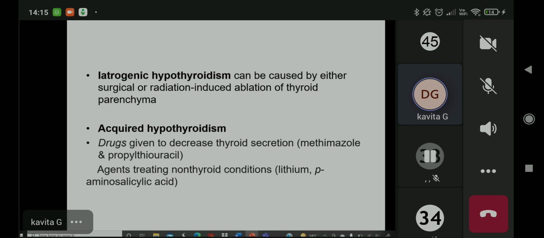There may be iatrogenic hypothyroidism. What does that mean? That means the thyroid is generally okay. There's nothing wrong. Everything is perfect. But because of some previous surgery, because of some radiation that the patient has received, the thyroid parenchyma has shriveled. And because of that, there is hypothyroidism. And then there can be an acquired hypothyroidism, basically because of drugs like methimazole and PTU.